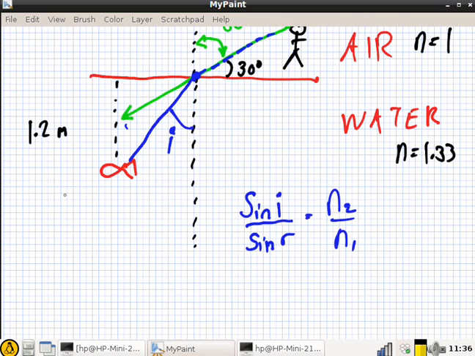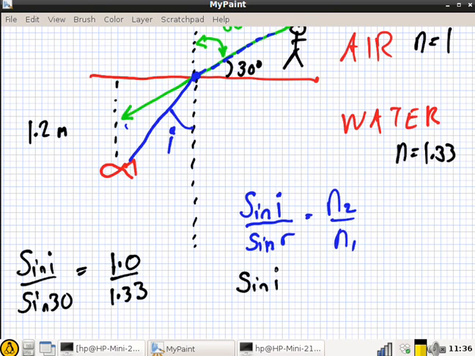So here it will be sine i over sine 30 equals n2, which is 1, isn't it, over n1. Did I do that the right way around? Yeah? You got the same thing? It always seems confusing. It's v1 over v2 and n2 over n1. Okay, so what's wrong here, right?